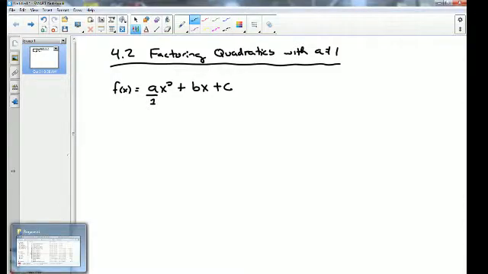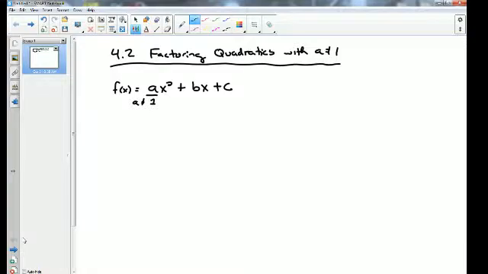Okay, today, A is not going to be equal to 1. It could be 2, 3, 4, 10 million, it doesn't matter. You can still factor those. They get immensely harder with 10 million as A, but there you go. There are a few ways to do it. I'm going to show you 3 different ways to factor these. Hopefully you can find a method that works for you.